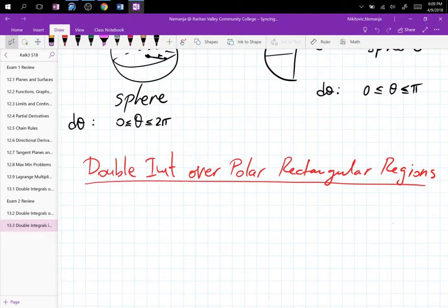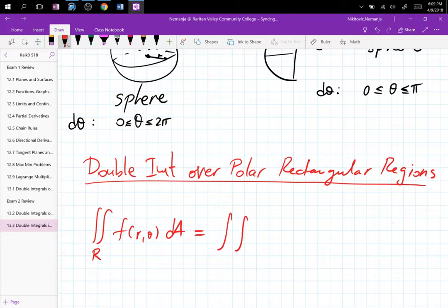So what do we have? The double integral over, again, here's the rectangle region R, of f of r theta dA is given by f of r theta, and now we have r dr d theta.